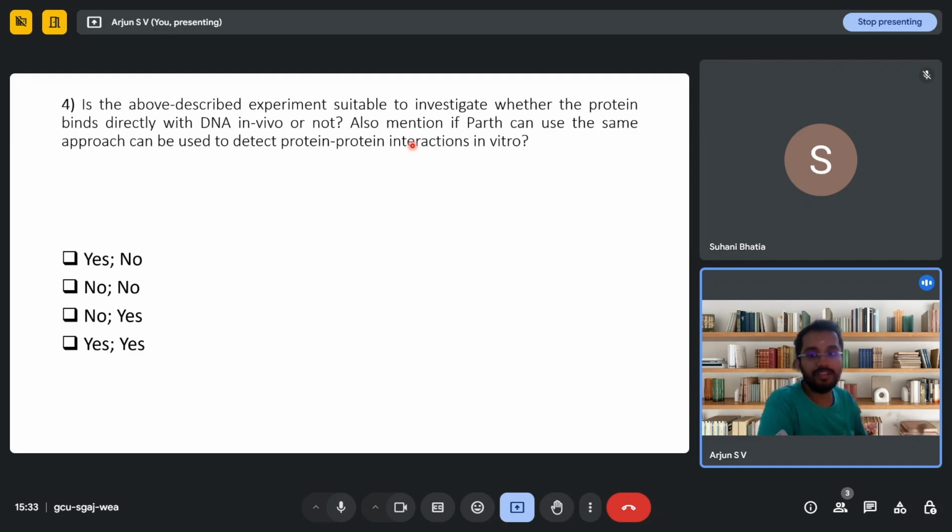So this is a very simple answer. This kind of immunoprecipitation technique is used to study DNA-protein interactions. So it can also be used to study if the protein binds directly with the DNA in vivo. So the answer for the first question is yes. But this same technique can be used to study protein-protein interactions. So the answer for the second question is no. So the correct option is option number one, yes, no.